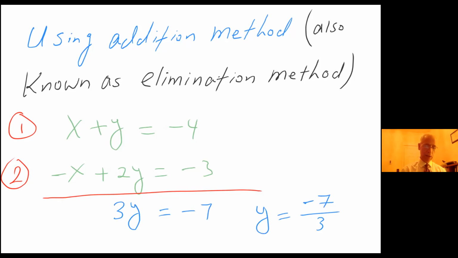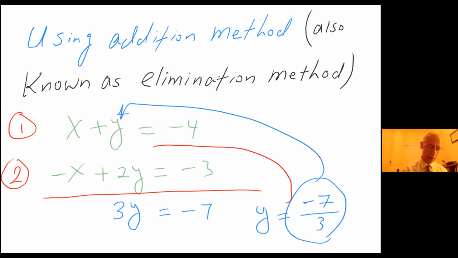Now, in order for me to find the value of x, I can just substitute this -7/3 into here or into here. It doesn't matter, it's a system, it would give me the same answer. So let me go to the next page and substitute that into the first equation. In the first equation, we had x plus y equals -4. And now I'm going to substitute -7/3 for y.